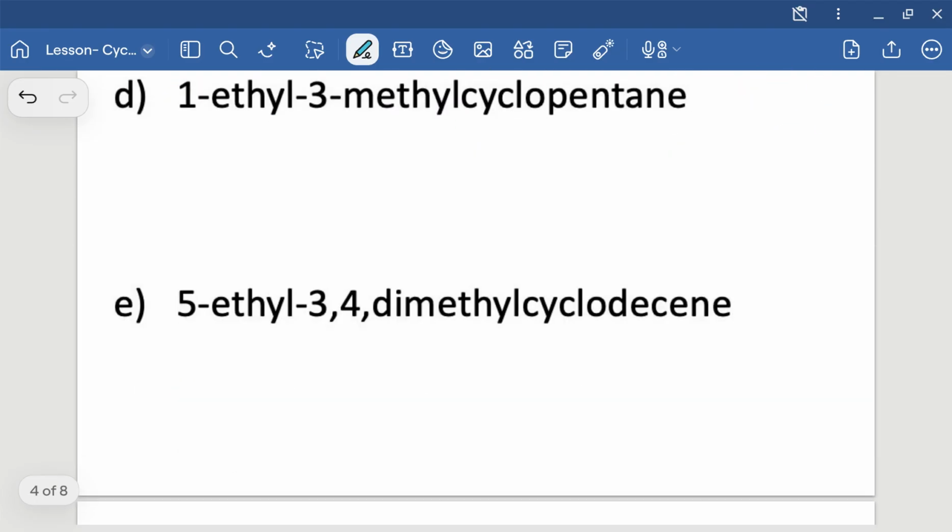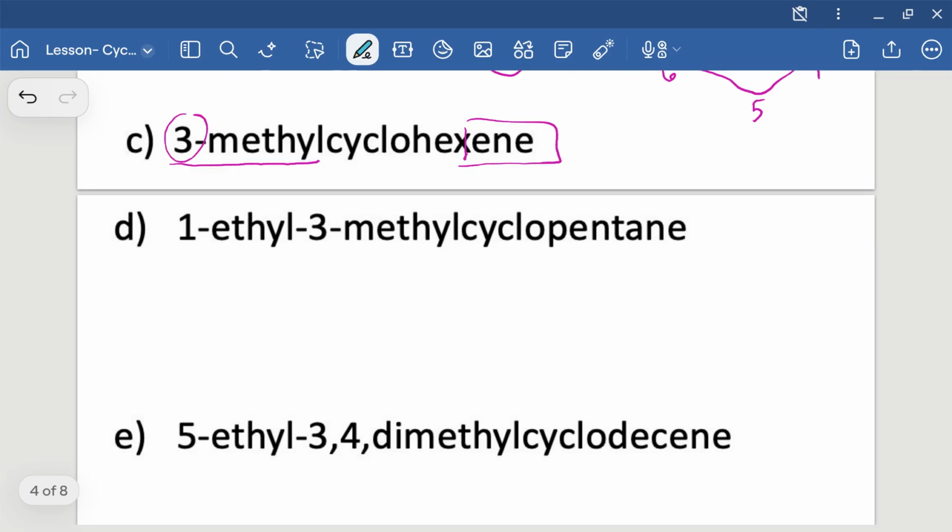Looking at the next one, same idea, we're going to make our chain, so 5 carbons in the ring. And then when this is 1 ethyl, 3 methyl, because you don't have any double or triple bonds, it doesn't matter where you start. So just start numbering your carbons anywhere you want. Now that it's numbered, go ahead and place those groups. So on carbon 1, you want that ethyl group, and on carbon 3, you want a methyl group.